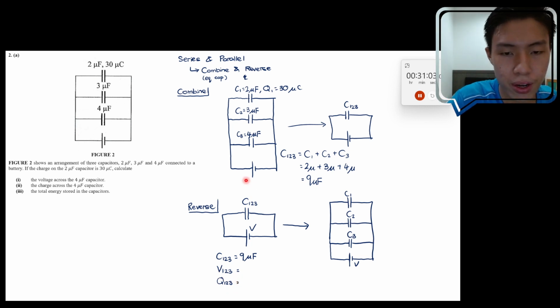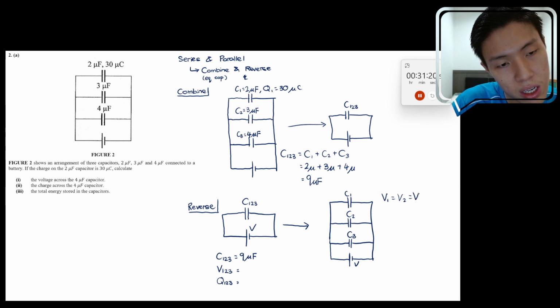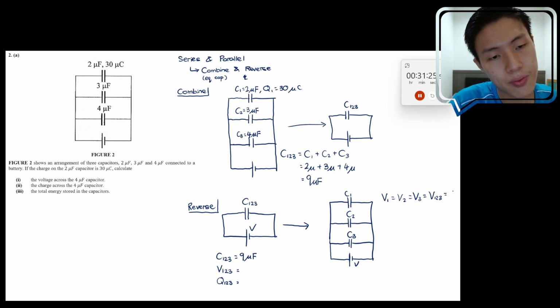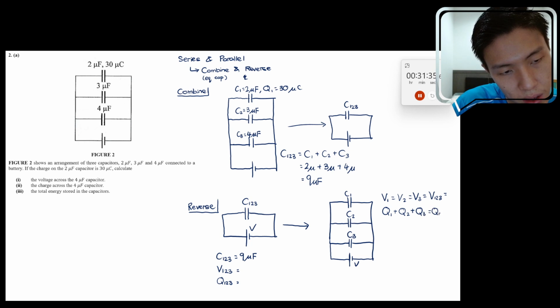Next diagram, we are breaking C123 into C1, C2, C3, and that's breaking up the capacitors in parallel. So we know that in parallel, the voltage should be the same for all the capacitors. So V1 equals V2 equals V3, and that equals V123, and we don't know the value. But we know that Q1 plus Q2 plus Q3 equals Q123.